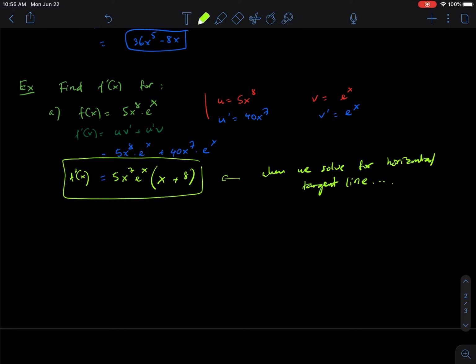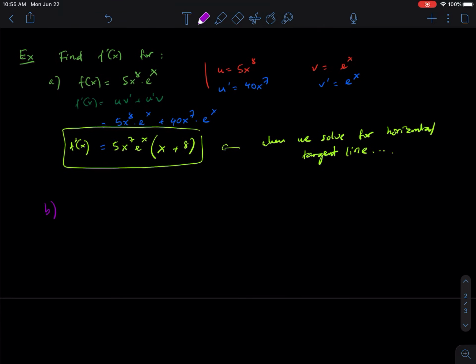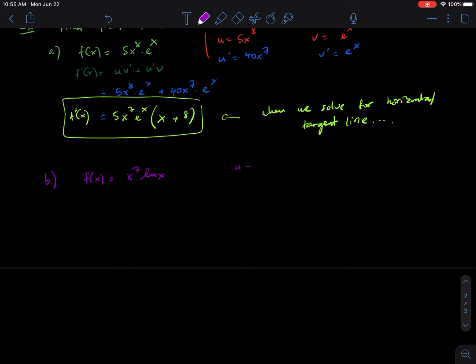Okay, all right, let's do another one. Part B, f of x is x to the 7 natural log of x. My u is x to the 7, v is natural log of x. So u prime is 7x to the 6, v prime is 1 over x. So therefore f prime of x is u v prime plus u prime v, and plug everything in.